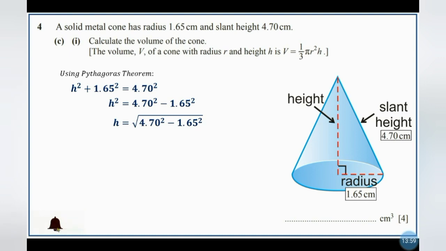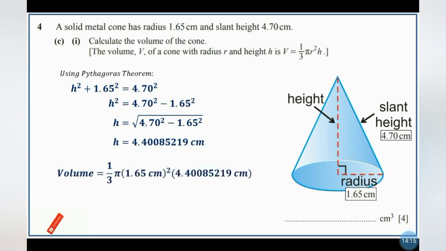Just encode this in my calculator. I will have 4.400852219. I will be using that as a value of the h in my formula, which is the volume of a cone. So the volume of the cone now is 1 over 3 times pi. The radius is 1.65, I will square that, times the height, which is 4.400852219.